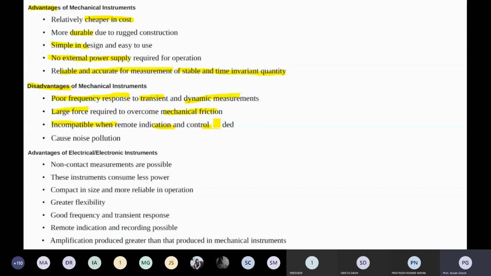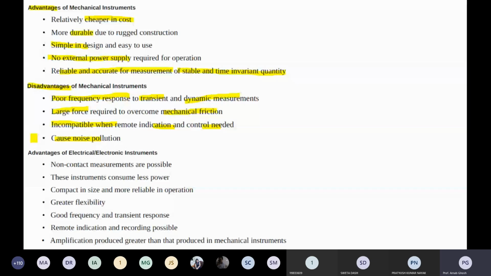Noise pollution, so that may call for corrosive mechanical friction, so that may call for corrosion, so that may provide some corrosive noise. Okay, so these all are the basic disadvantages of the mechanical instrument.